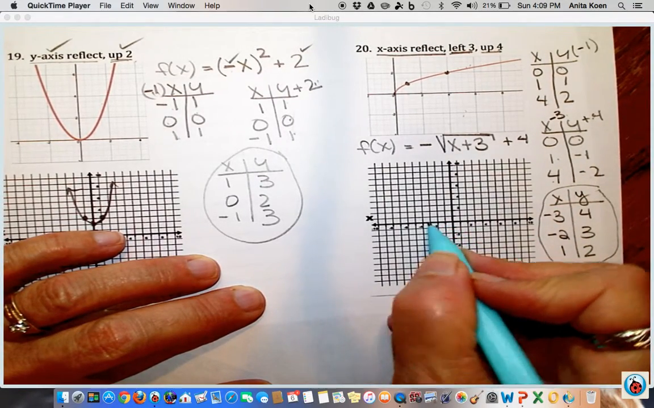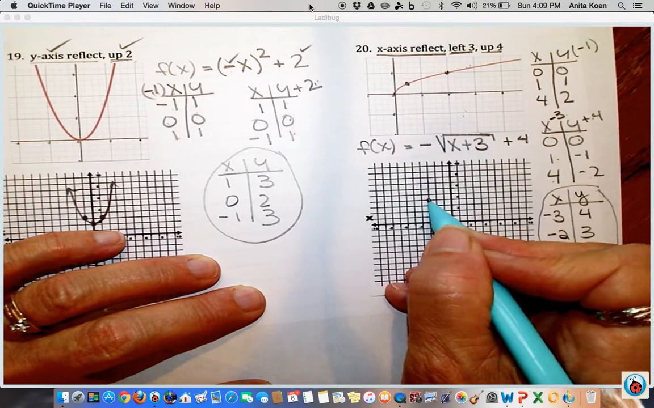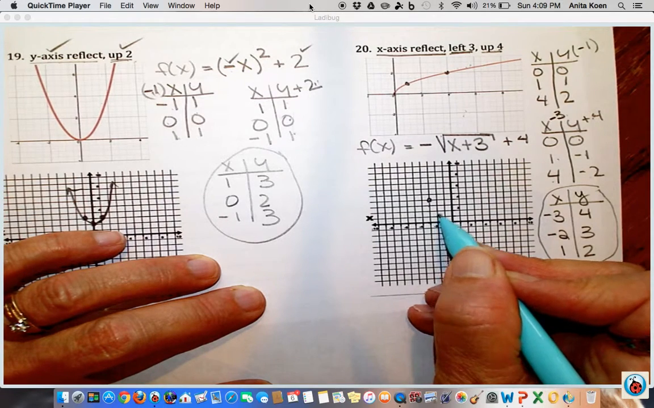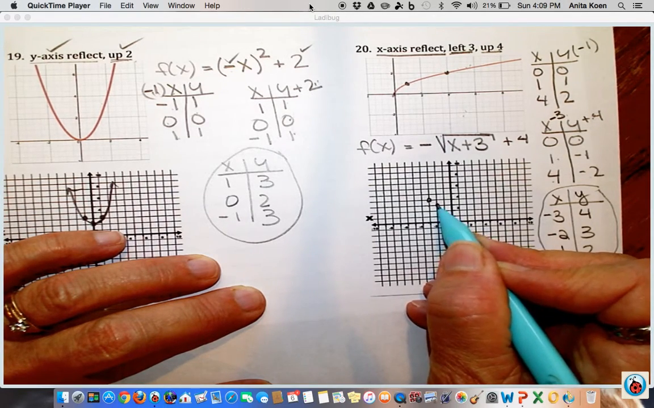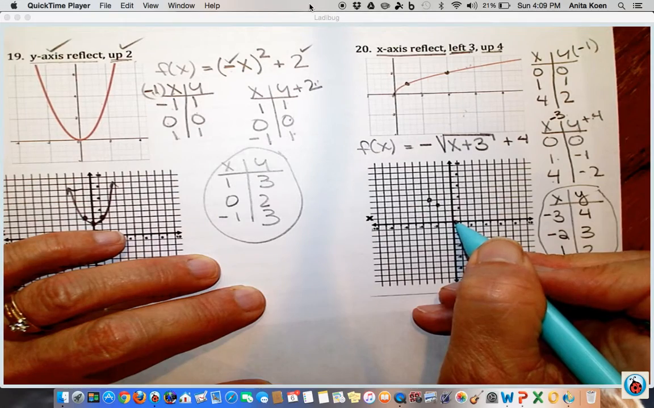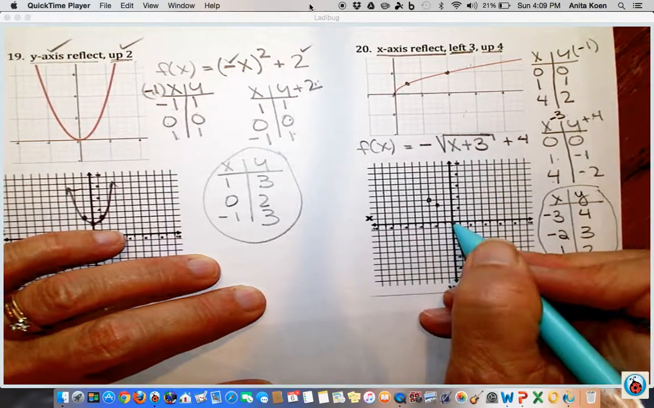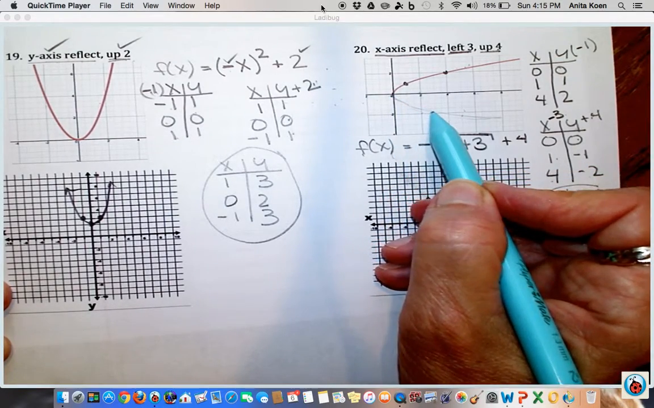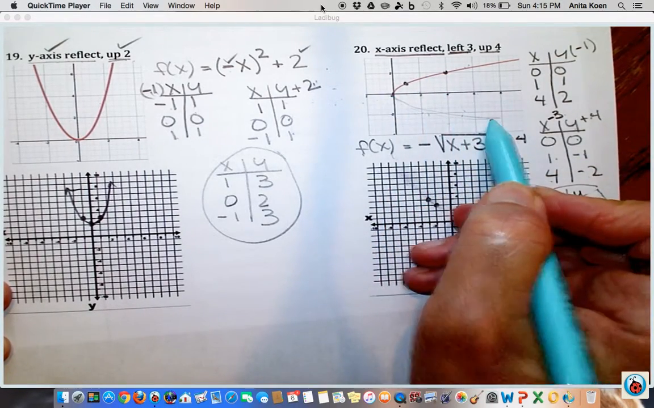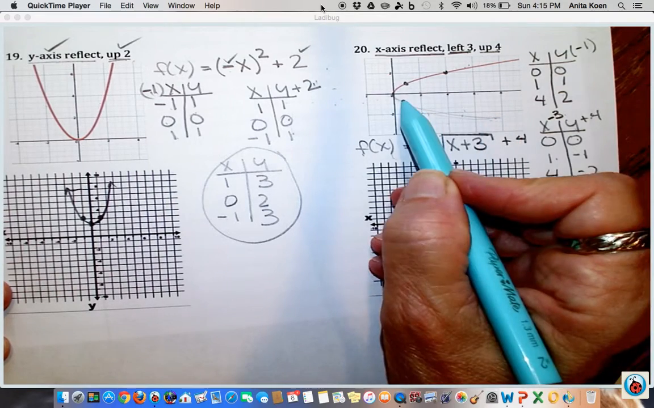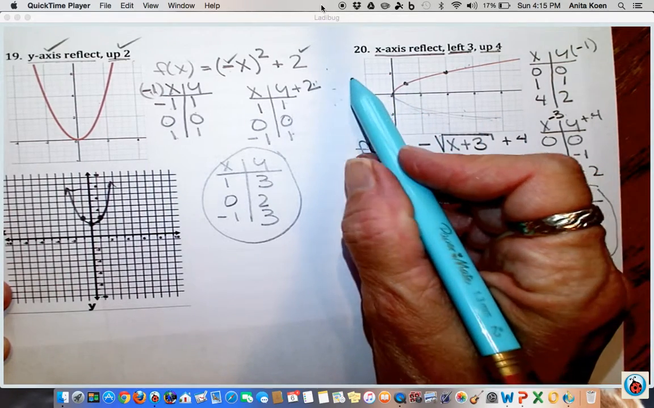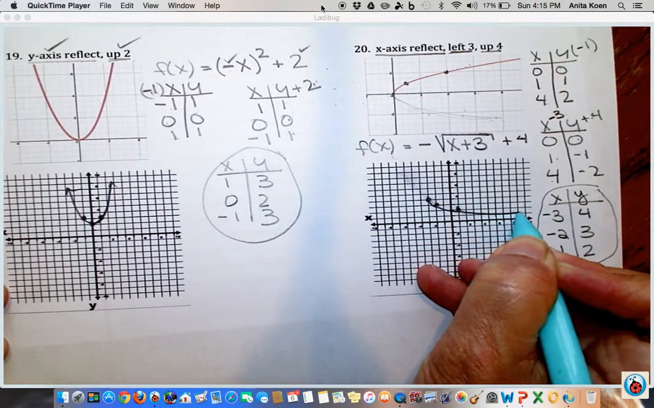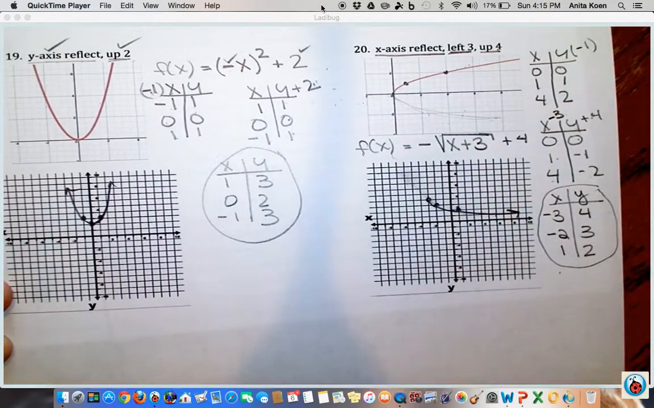1, 2, 3, 1, 2, 3, 4. Negative 2, positive 3, and 1, positive 1, 2. This graph has been reflected over the x-axis. So this graph is going to shift over and up. So your graph is going to end up coming this way because it's been reflected over the x-axis.